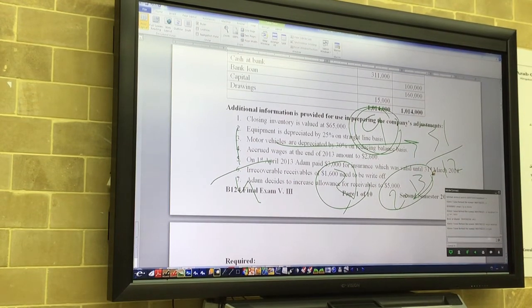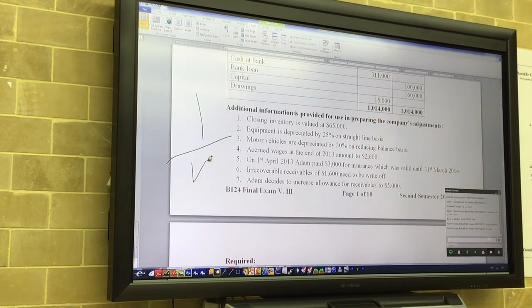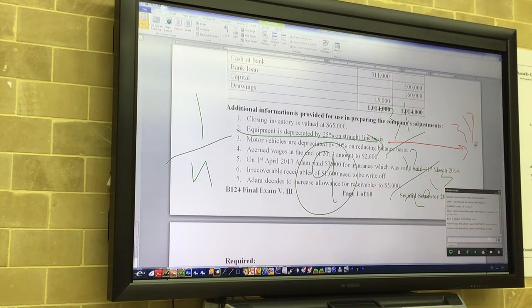So the prepayment will be just for three months. From 1st April till end of December 2013, you have 9 months, and for 3 months till end of March, this is the 3 months prepayment. So we need to prepare adjustment entries for 3 months.